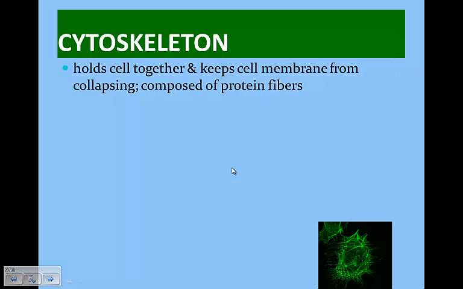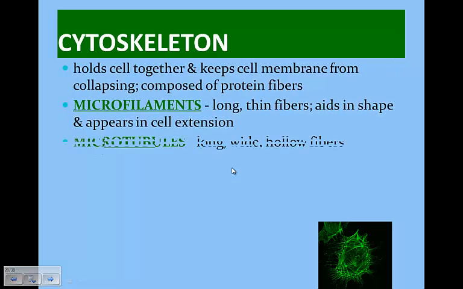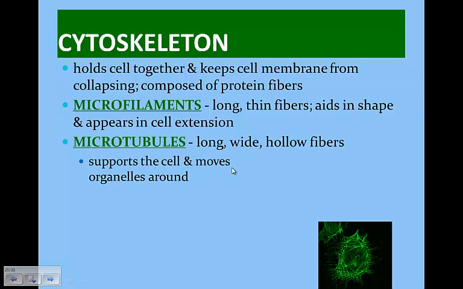Now, the cytoskeleton, a very important job. Well, I guess they all do. The cytoskeleton holds the cell together and keeps the cell membrane from collapsing. So it's made of these protein fibers: microfilaments and microtubules. So there's tubes that are long. They're tubes. Think of them as tubes. And the filaments, if you think about the filament in a light bulb, that thin fiber, they help with structure and support in the cell.